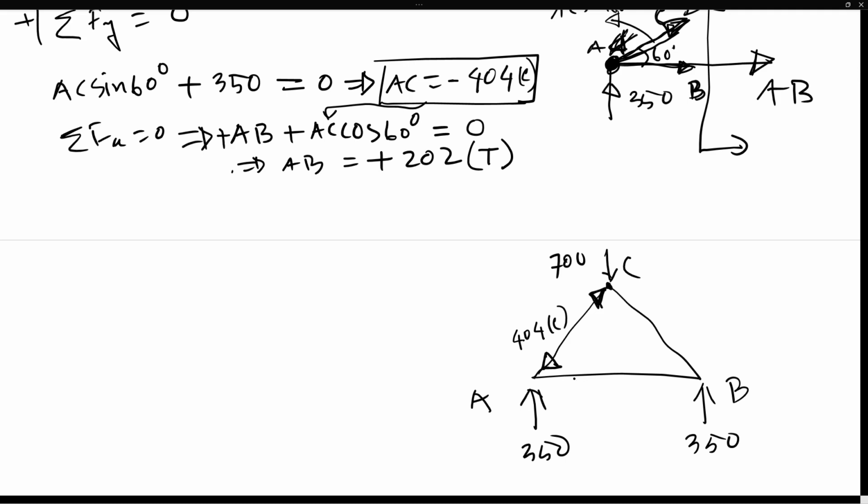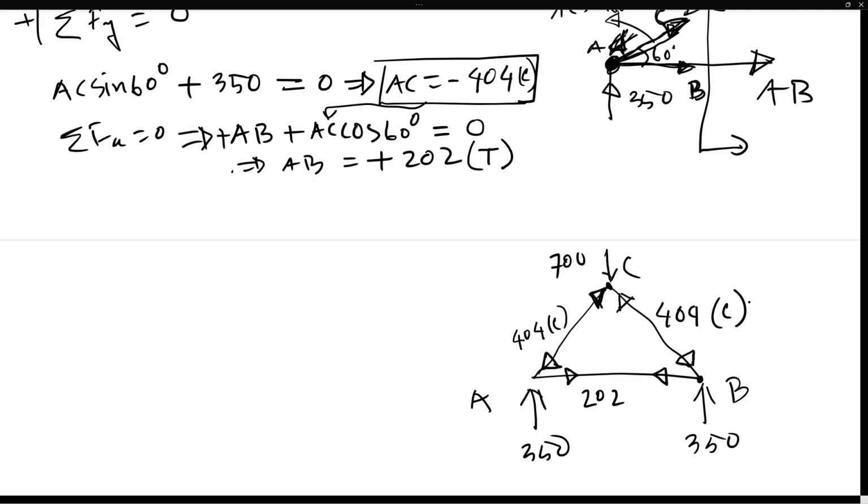However, for AB, it was pulling. So it's going to be like this, but the force was 202. And if you look at point B, it's going to be pulling this way. Now the AC and BC members will have the exact same thing. So we'll just simply do this, pressing B and pressing C, and the same force, 404 compression. So this completes the process.